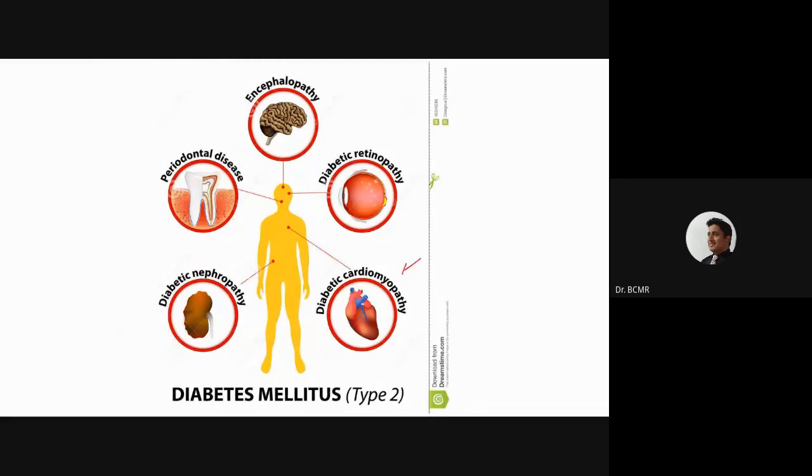One of them is diabetic cardiomyopathy, and diabetic nephropathy. Kidneys are lost. They are pumping out a lot of glucose. They are overworking, trying to filter out the glucose from the blood and secrete it out through the urine. So that is one of the problems that will happen there. Then diabetic retinopathy, tooth diseases, periodontal diseases, and encephalopathy.